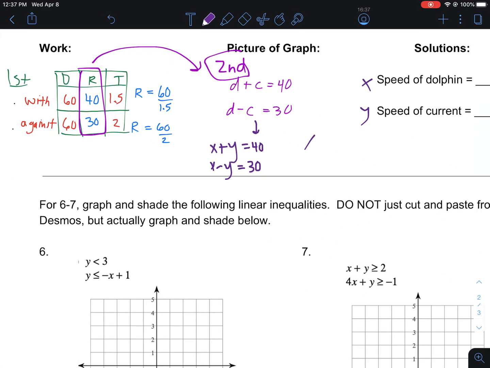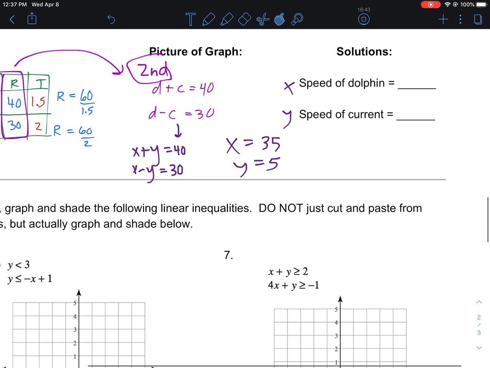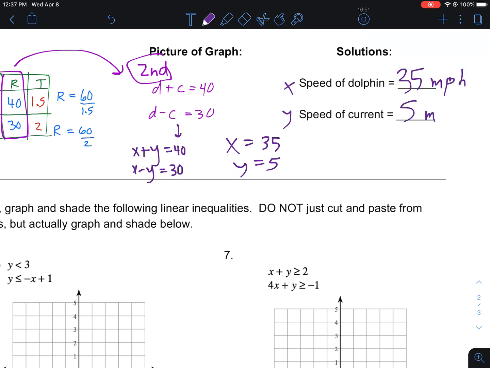So X is 35. Y is 5. And that means that the dolphin speed in and of itself was 35 miles per hour, and the current was 5 miles per hour.